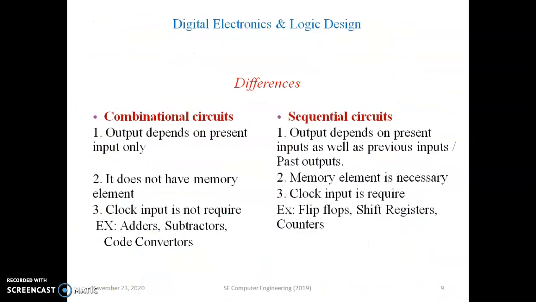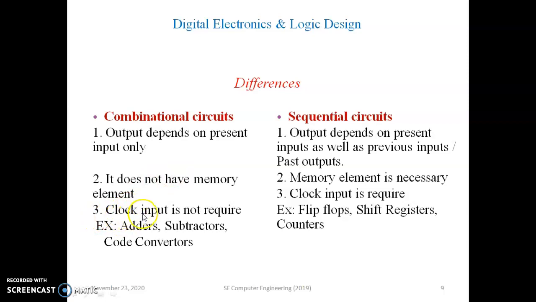And in sequential circuit there are different types of flip-flops. We are going to study that also. So first we must know the difference between combinational circuit and sequential circuit. As I already said, output depends on only the present input state in combinational circuit, whereas the output depends on the present state as well as the previous input and past output states also. That is in the sequential circuit. So in combinational circuit it does not require the memory element, but in sequential circuit we require the memory element to store the past state.